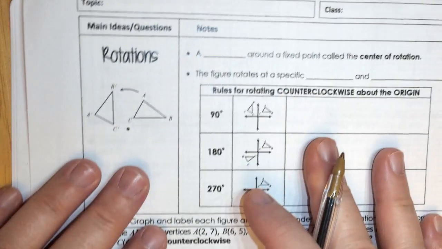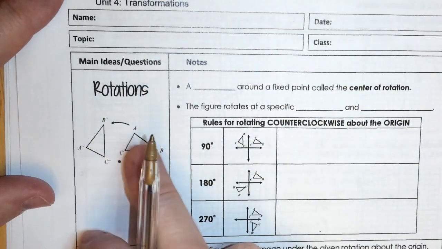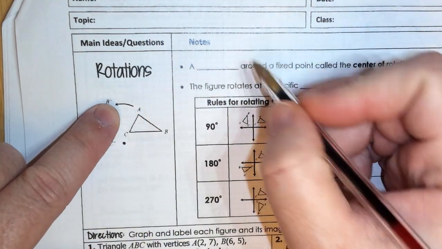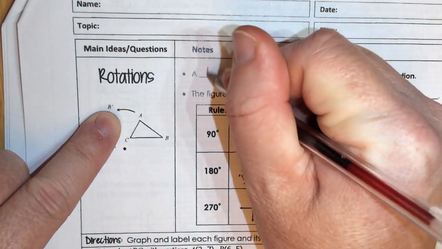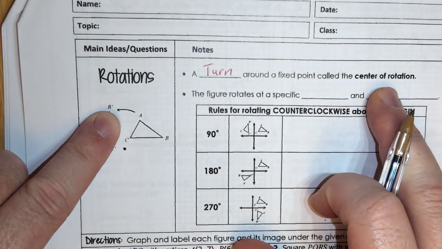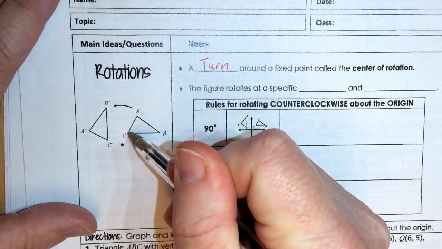All right, so today we're going to continue transformations and we are going to talk about rotations. So, a couple of things for notes: rotations, a turn. A turn around a fixed point called the center of rotation. So, here's the center of rotation right here.